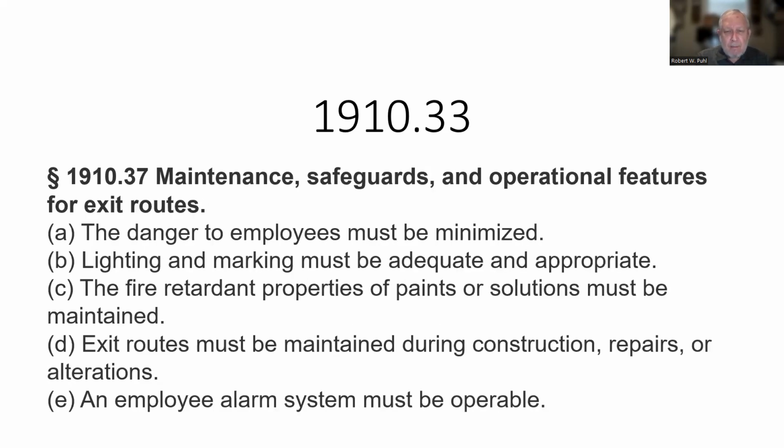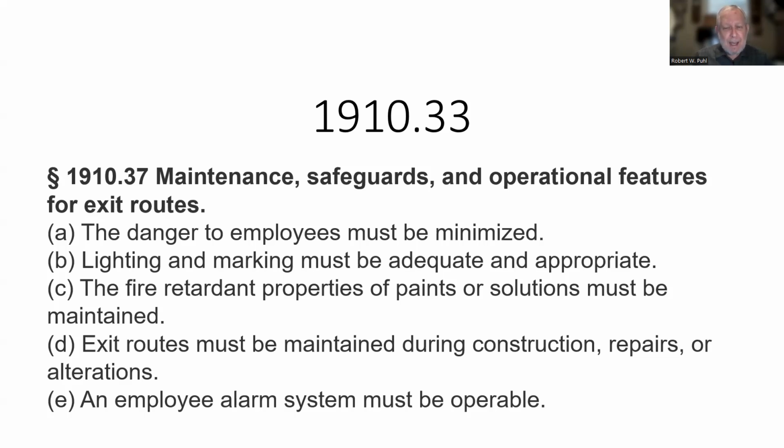1910.37, maintenance, safeguards, and operational features for exit routes. The danger to employees must be minimized. That's what we're here for. Lighting and marking must be adequate and appropriate. A dark exit route wouldn't be very much good, would it? The fire retardant properties of paints and solutions must be maintained. An exit route that's on fire probably wouldn't do much good either.